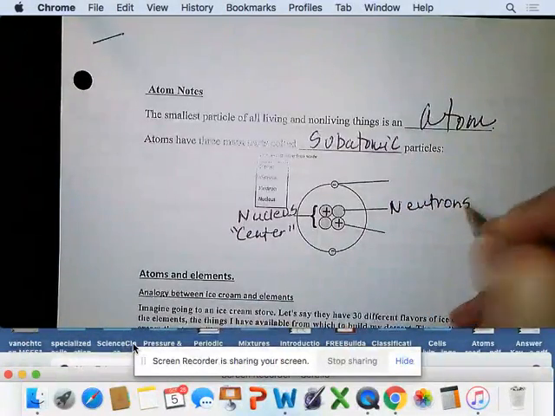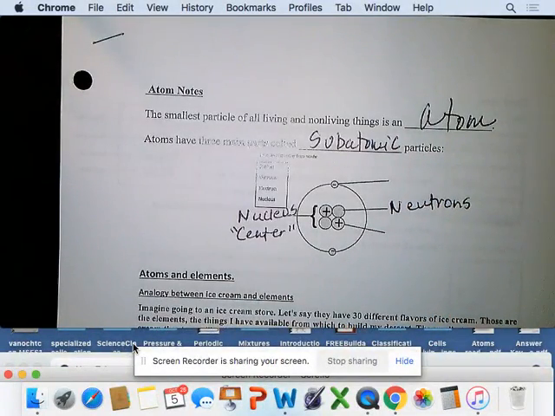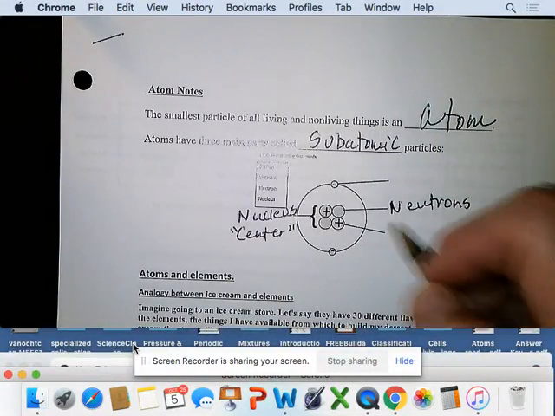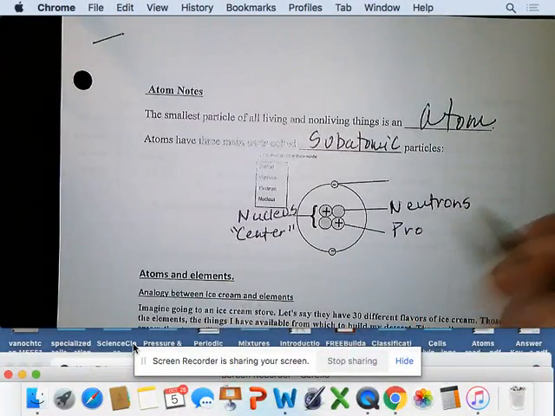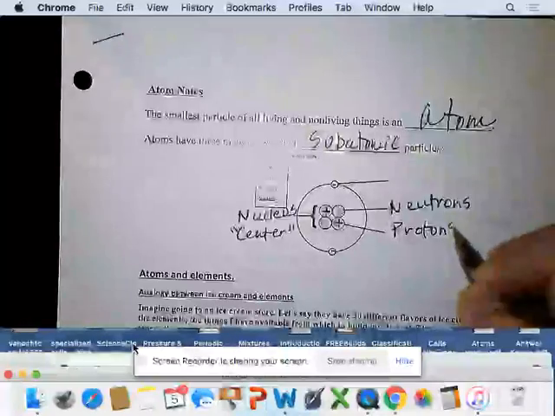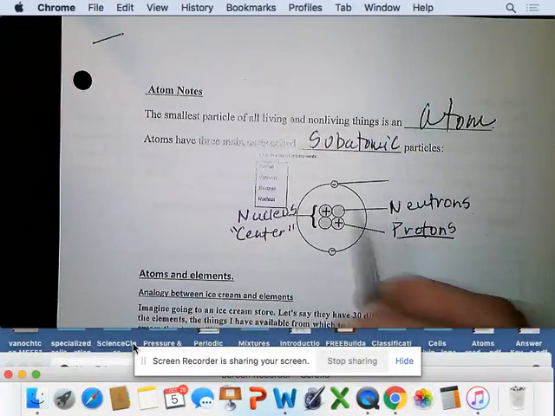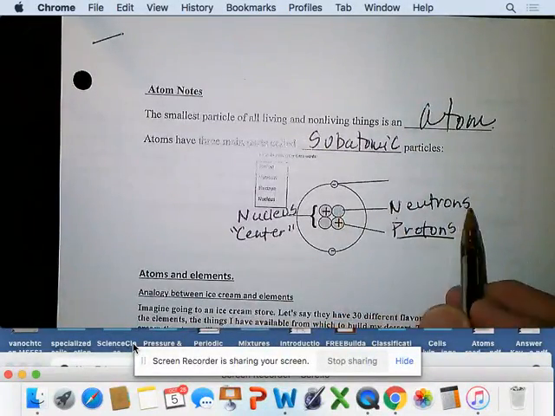And then what are the ones with the positive charge called? Do you remember, Elijah? Protons. Remember, proton positive. They both start with a P. And the neutrons are neutral, so no charge.